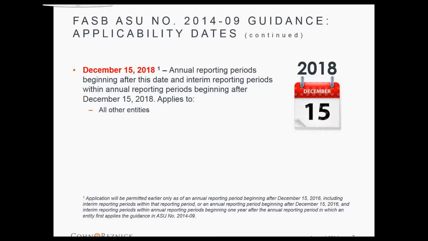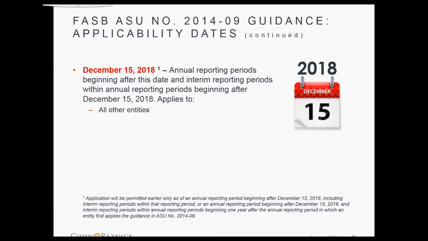For non-public organizations, or effectively all other entities, the standard should be applied to annual reporting periods beginning after December 15, 2018. In the year of adoption, organizations can select from two methods of reporting. Under the full retrospective method, assuming a calendar year, U.S. GAAP public companies would adopt on January 1, 2018.